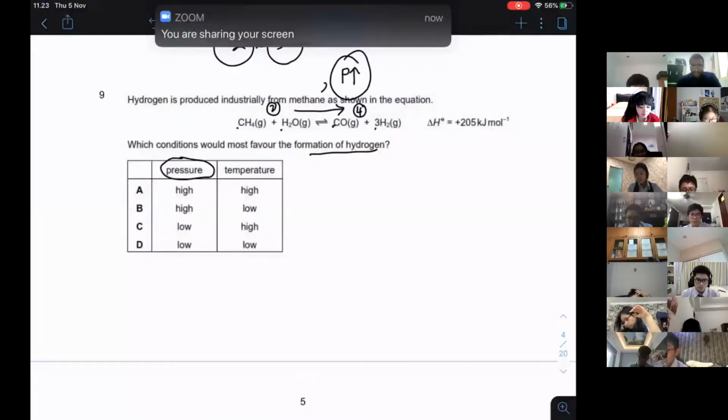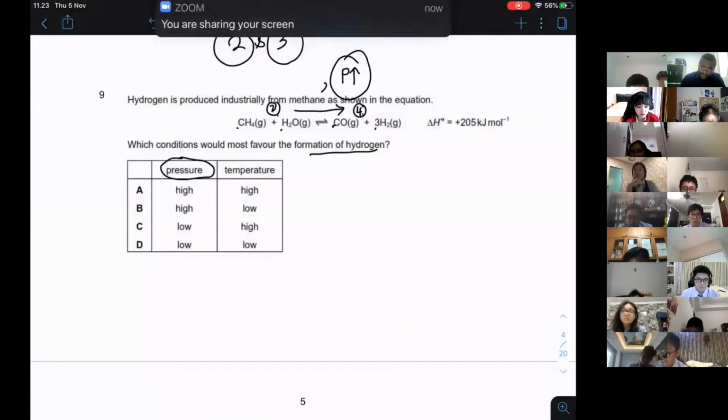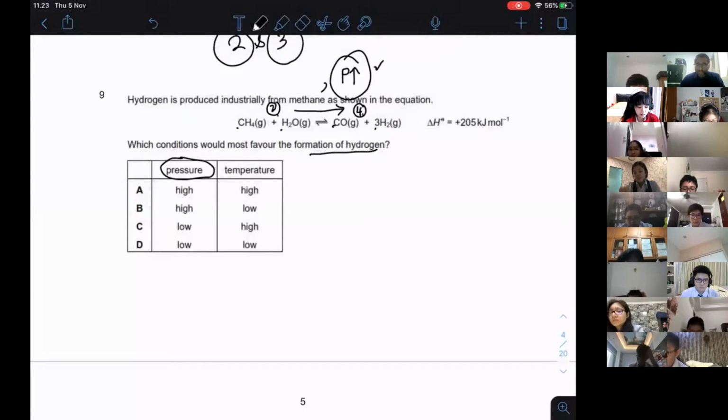Let me repeat again. 2 to 4, it means I am trying to increase the pressure. I have to work backwards. So I'm increasing the pressure. Why am I increasing the pressure according to LCP? Because they have reduced the pressure. They reduced pressure, so I need to increase pressure. I move to the right. So this is going to be your answer, low pressure. So the answer can be either C or D. Let's move on.